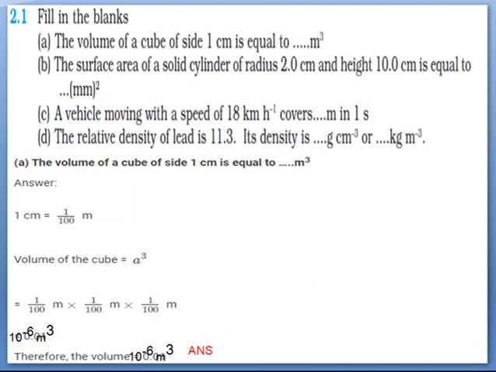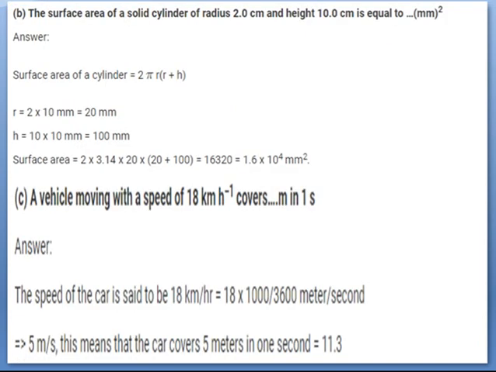See part C. A vehicle moving with a speed of 18 km per hour covers how many meters in 1 second. Children, as per the question, the speed of a vehicle is 18 km per hour, means in 1 hour the vehicle covers 18 km. So you have to find out the distance covered by the vehicle in 1 second. So the speed of the car is 18 km per hour, it is given.